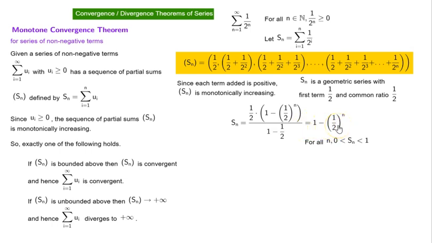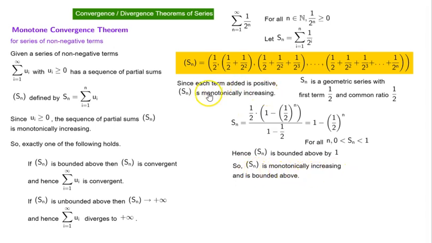And 1 minus a number less than 1 will be less than 1. So for all n, S sub n is between 0 and 1. Hence, the sequence of partial sums is bounded above by 1. So the sequence of partial sums is monotonically increasing, as we have shown here, and is bounded above, as we have shown here. Hence, the sequence of partial sums is convergent. Therefore, the series itself converges.